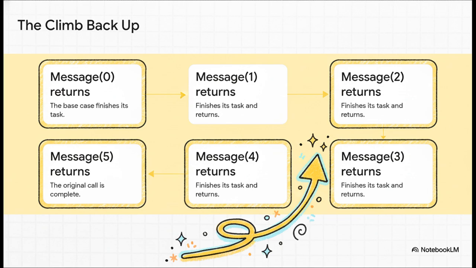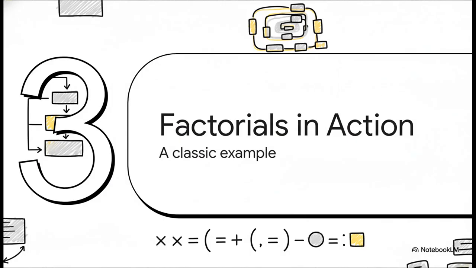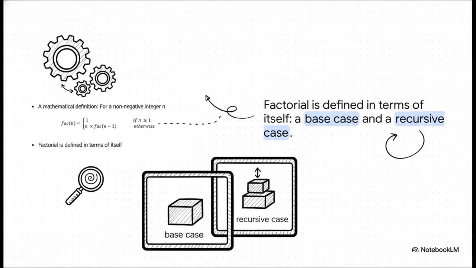This two-step dance, the dive down and the climb back up, that is the fundamental rhythm of all recursion. Okay, now that we've got the rhythm down, let's put it to work on a classic example you probably ran into in math class at some point, the factorial. What's so great about the factorial is that its mathematical definition is already recursive. It literally says the factorial of a number, let's say n, is just n times the factorial of n minus 1. See, there's our convergence.